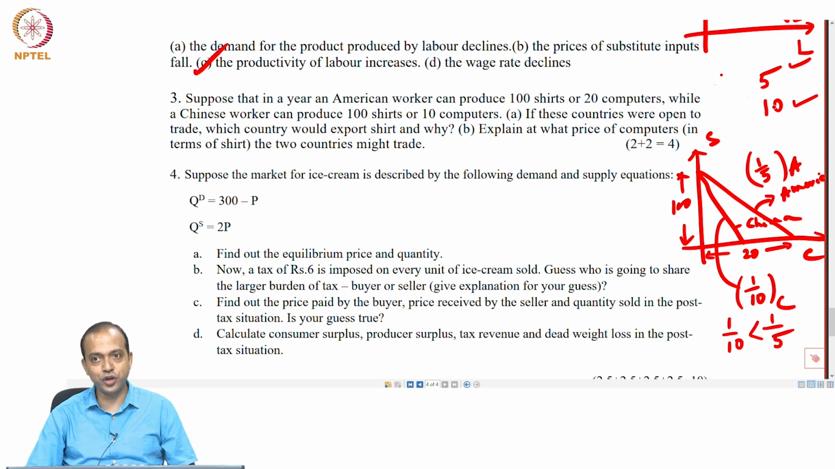So, for meaningful exchange to happen, the price of these two goods must lie within the two opportunity costs. Okay. So, with this we are closing our discussion today and we will discuss other applications tomorrow. Thank you.